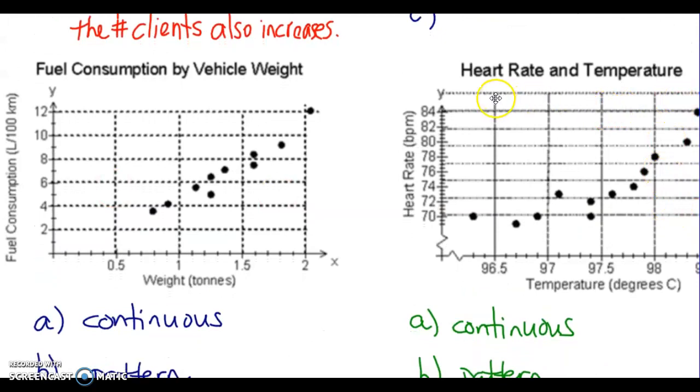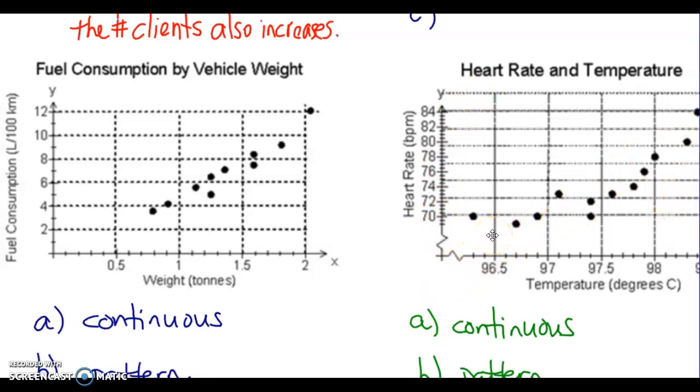My next example, I've got heart rate and temperature as my title. My x-axis is temperature in degrees. My y-axis is heart rate in beats per minute. So temperature in degrees can be broken down into smaller pieces. I can see it's already done there on my x-axis. Heart rate in beats per minute, you can argue that this could be broken down or could not be broken down. That's up to you. You can argue it either way as long as you justify your answer. I'm going to say that yes, it can be broken down into smaller components. So I'm going to say that this is continuous data.